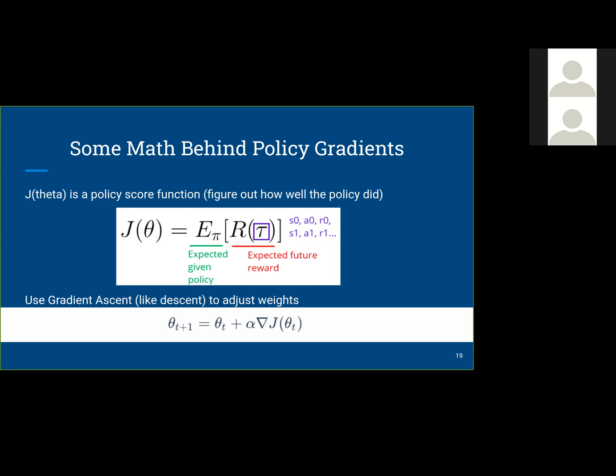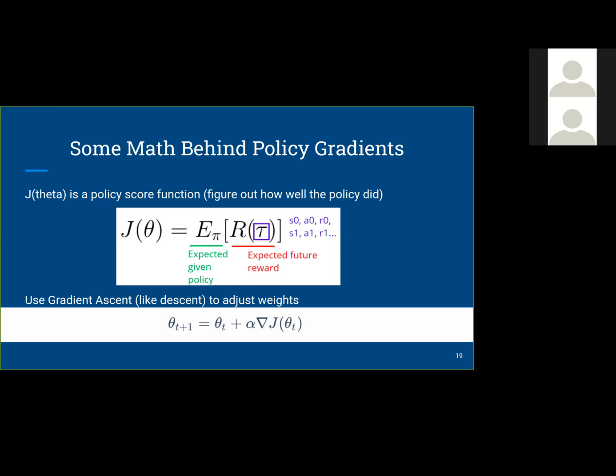The R of tau is like the expected future reward. So given these parameters, what do you expect to receive in the end after doing so-and-so actions? And then the E of pi is basically the expectation of the policy you're following. So to translate all this to English, J is trying to score your current parameters based on your current policy and what reward you expect to get in the future. So this is a general summation of how we're trying to score the policy.